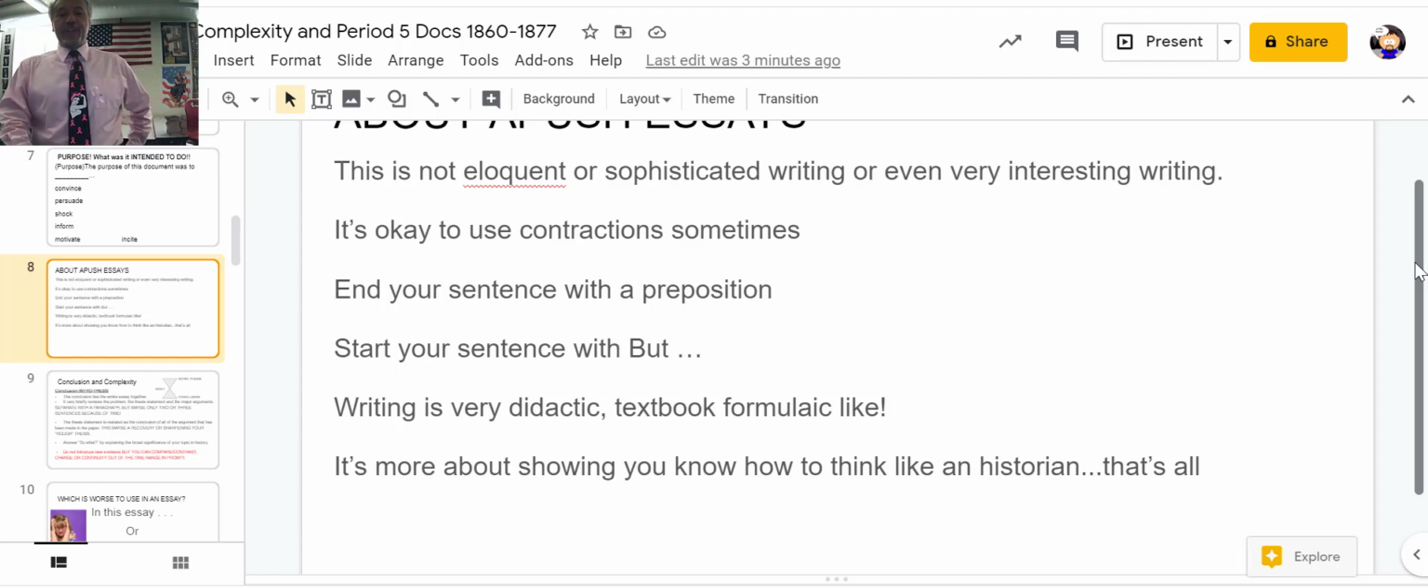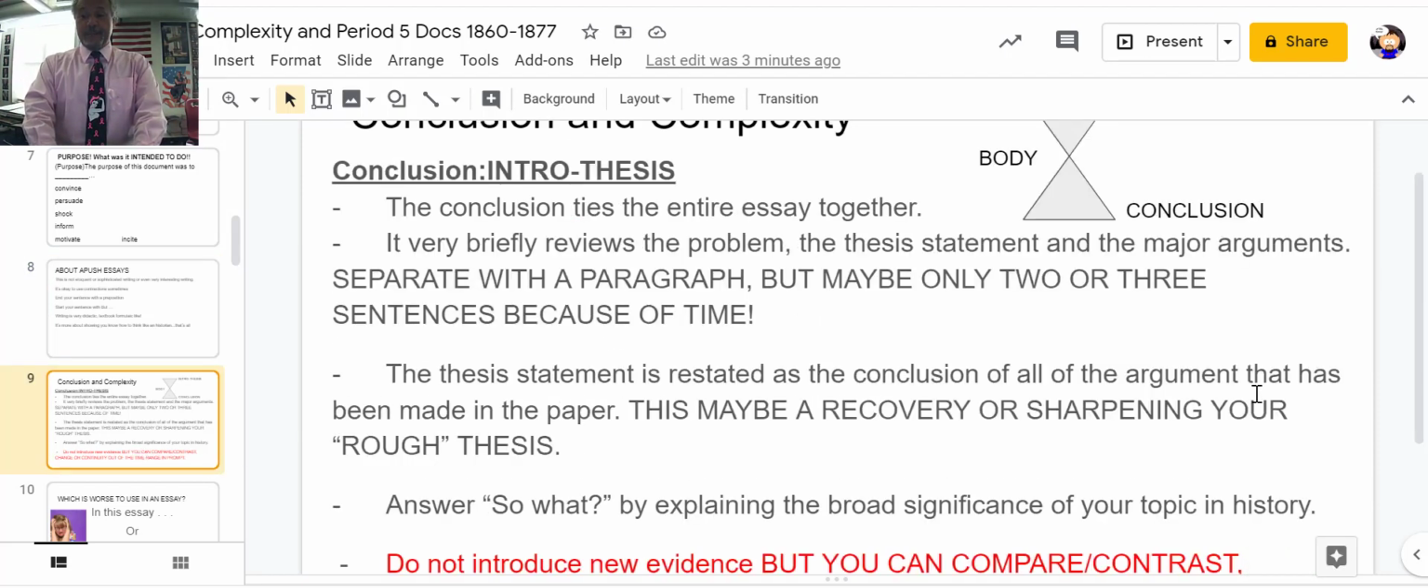So much more interesting than what historians do in their nonfiction. It's more about showing you know how to think like an historian. They want to see you display comparison, contrast, and change over time. Say these ad infinitum, ad nauseum. That's what you're supposed to show. You're looking at these documents and you know how to incorporate them to support an argument. That's what historians are supposed to do. And that's what this course is about. Okay.